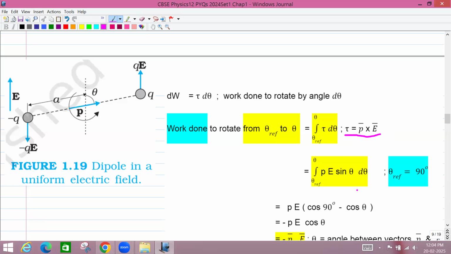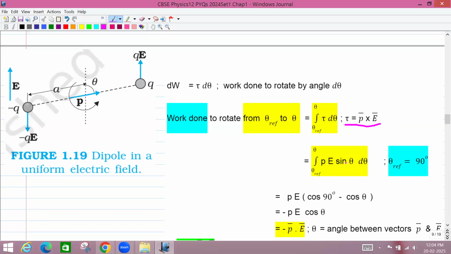And so integral of sine theta is minus cos theta. Okay, and then P is constant, it will not change with theta because q is fixed, separation is fixed. So when theta is changing, P will not change. So P is not a variable. When the external electric field E is also uniform, it will not change with theta. So P and E will come out of the integral sign. So this integral of sine theta is minus cos theta.